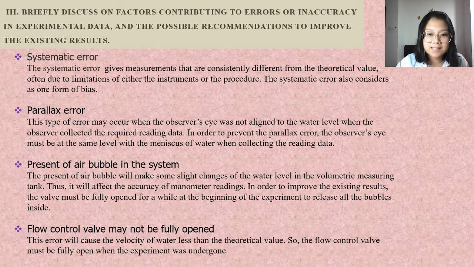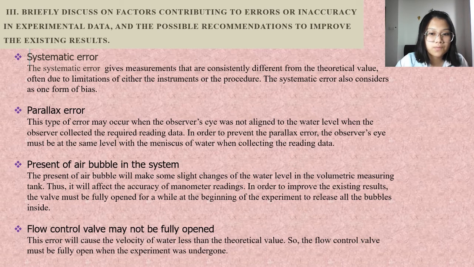Next, we have the presence of air bubbles in the system. The presence of air bubbles will make some slight change of water level in the volumetric measuring tank. Thus, it will affect the accuracy of the manometer readings. In order to improve the existing result, the valve must be opened fully for a while at the beginning of the experiment to release all the bubbles inside.